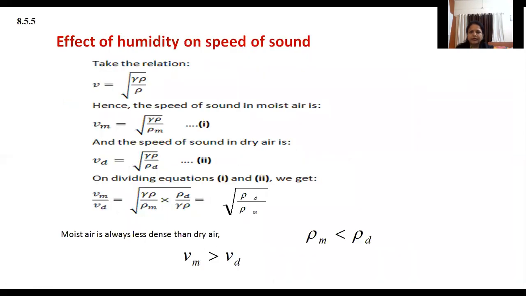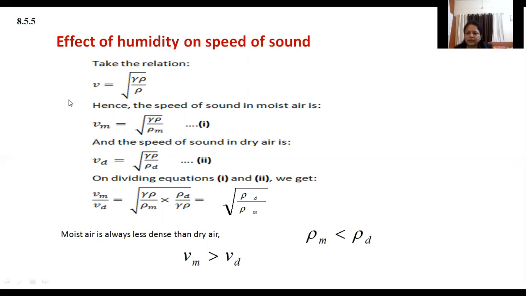Now let us see what is the effect of humidity on the speed of sound. We can compare the speed of sound in dry air and in humid air. Humidity means when dry air contains some water molecules, then we can say it is humid air.